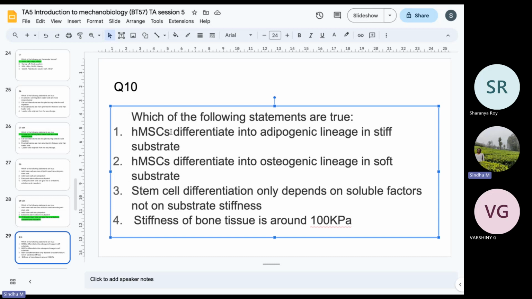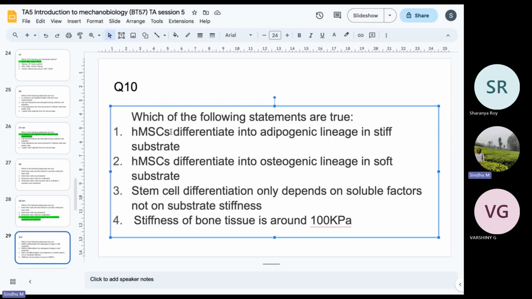So this is based on many factors. For example, which factors you are giving in the cell culture, and what is the cell density when you are seeding it. It also depends on the substrate stiffness. For example, for these HMSCs, people have shown that in stiffer substrates, like 100 kilopascal gels, they become bone cells or osteogenic lineage.